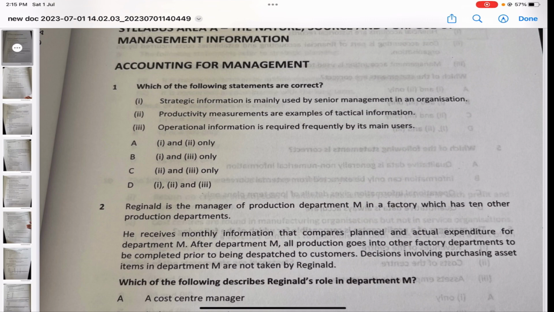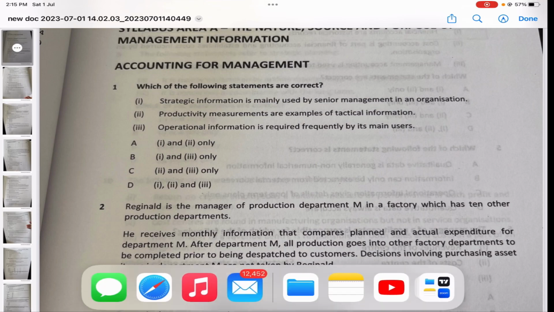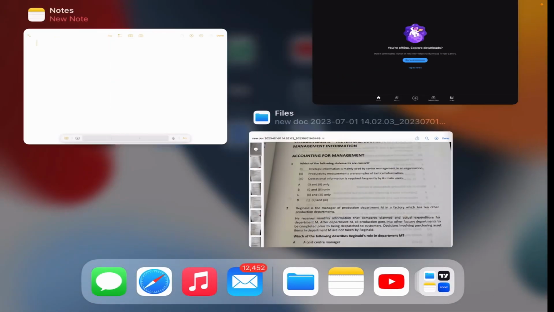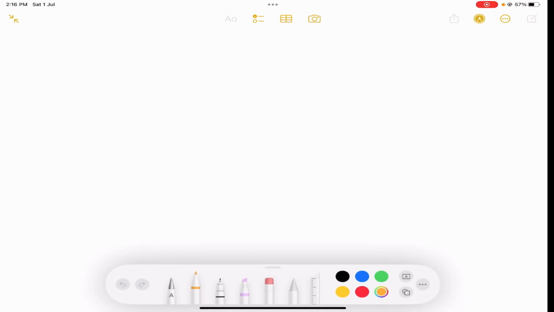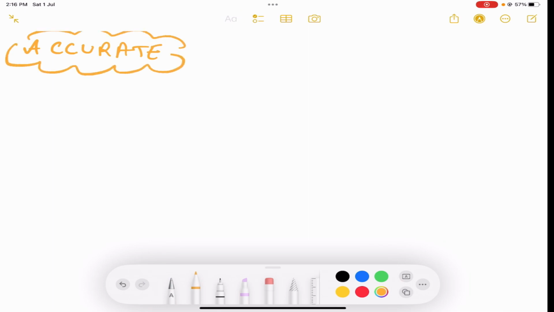And then we saw the attributes of good information, and there was one abbreviation, which was ACCURATE. A stands for accurate, C stands for complete, C stands for cost effective, U for understandable, and then we had relevant, authoritative, timely and easy to use. So these are the attributes of good information.